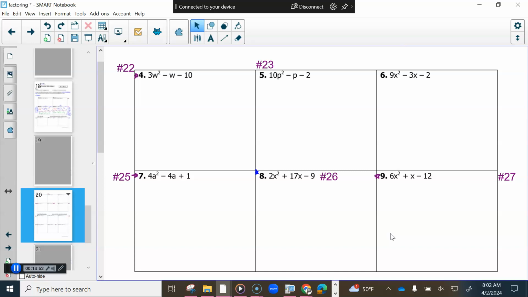Okay, and then group 9. We got 3x minus 4 and 2x plus 3. Did you all get the same thing? Do we have any questions there? Okay.